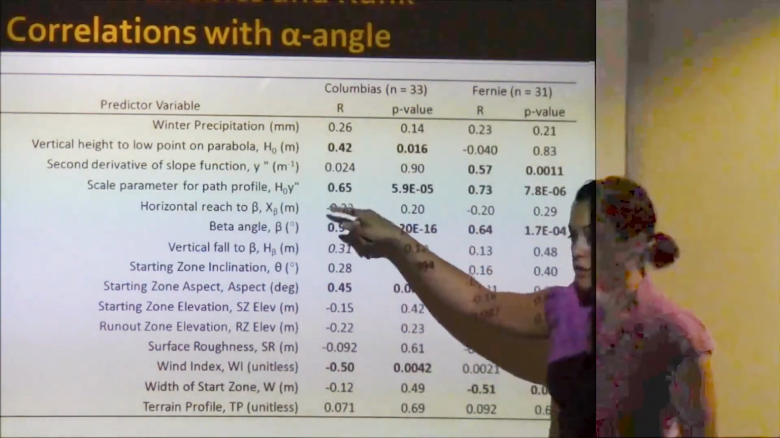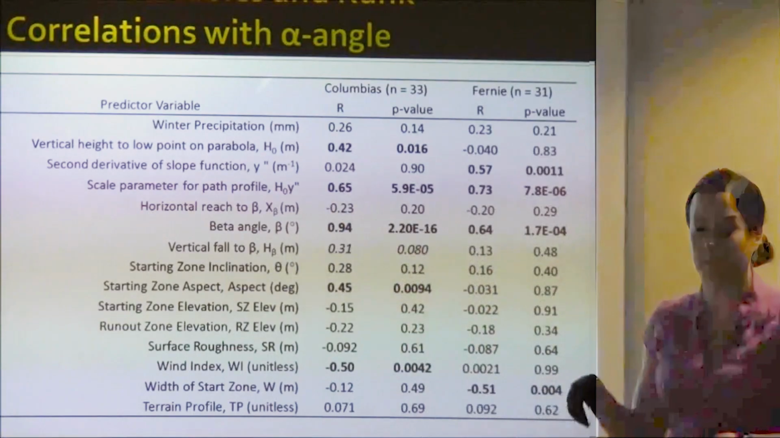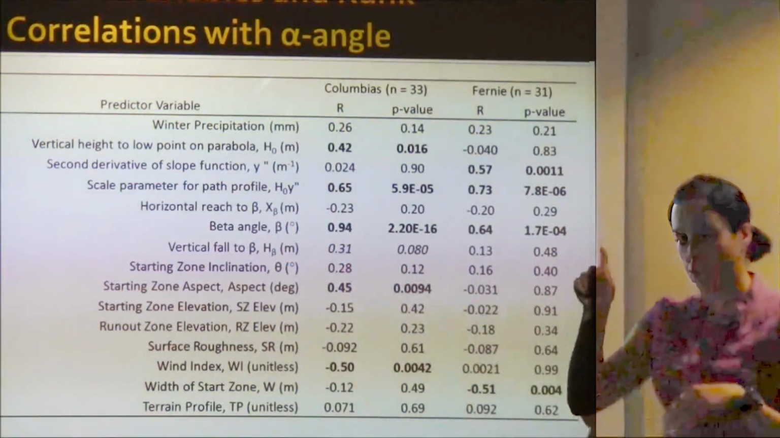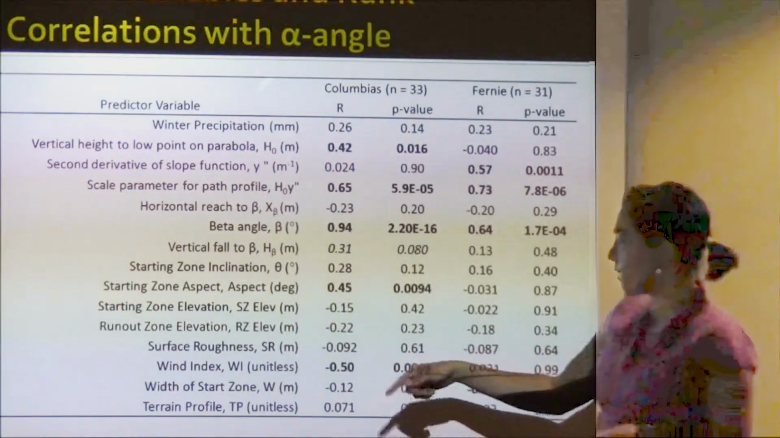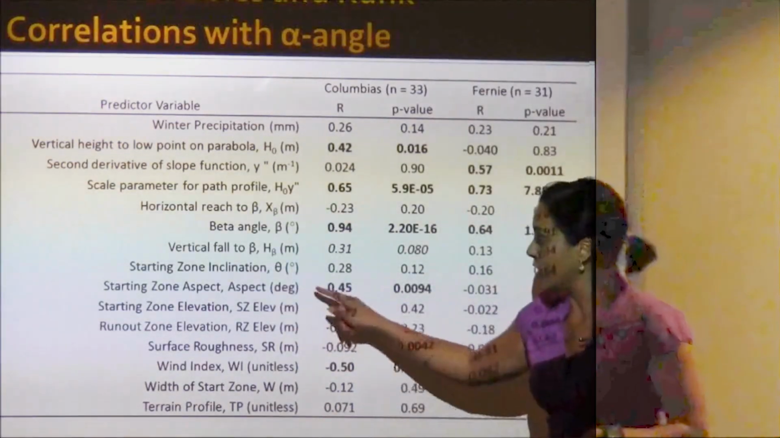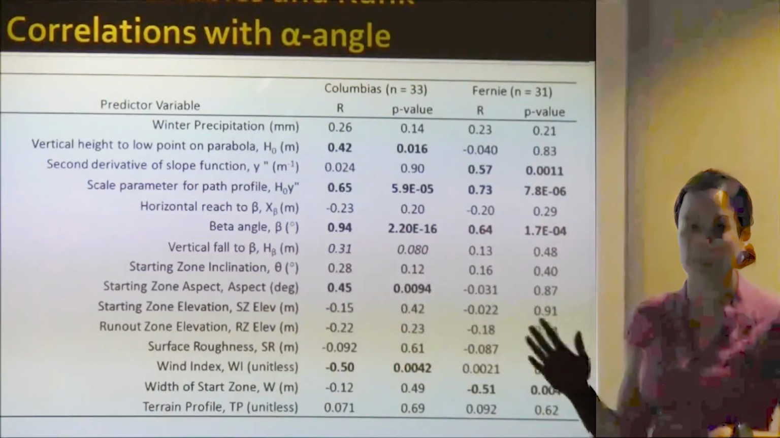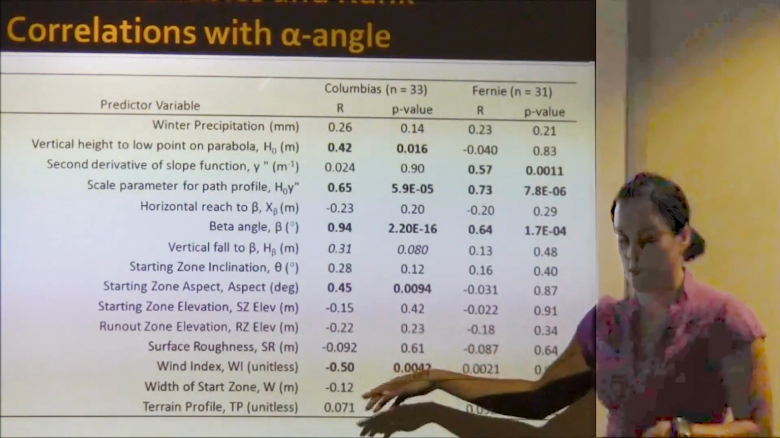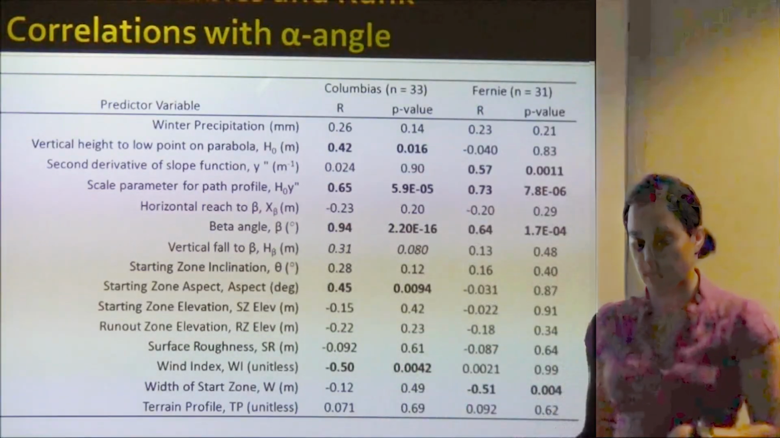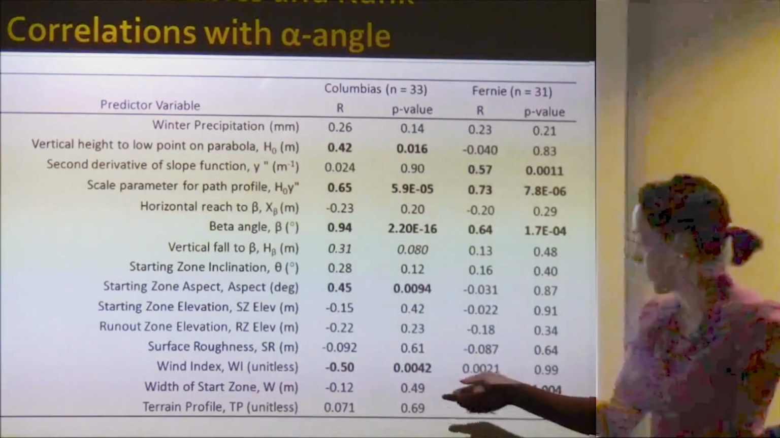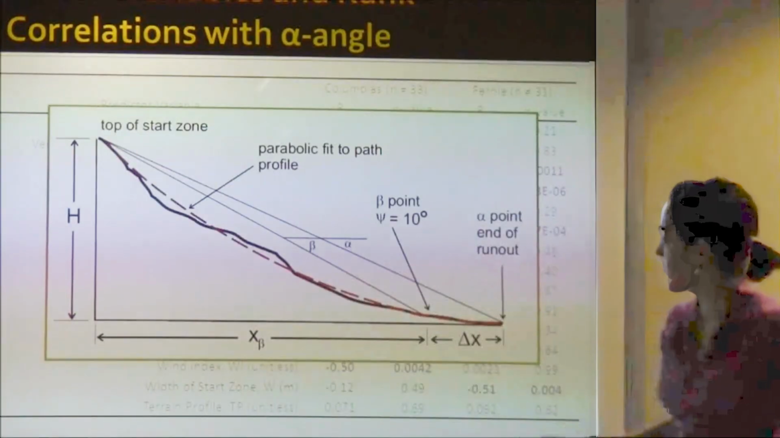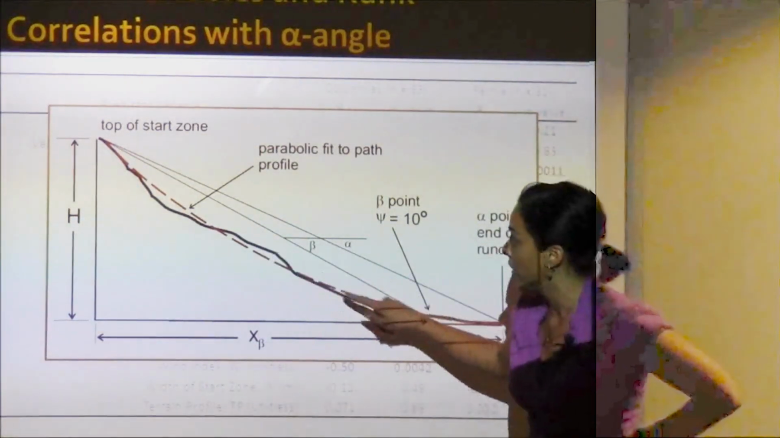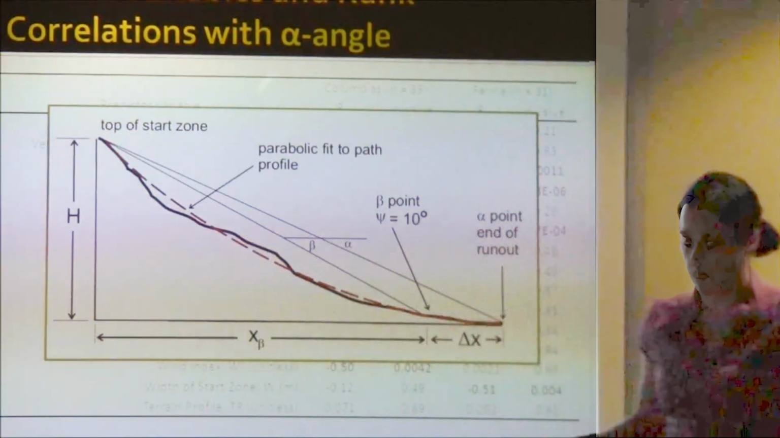So we have all these parameters that depend on that topographical profile, like the beta point, the horizontal distance to beta, the vertical distance to beta, and matching a parabola to the path. And then we also have parameters that are dependent on the start zone: the aspect of the start zone, the elevation of the start zone, similarly for the runout zone, the surface roughness, meaning the ground roughness in the start zone, and the wind index as well. And just to come back to show the topographical profile again, here's our matched parabola, and we're getting a few of our parameters from there as well.